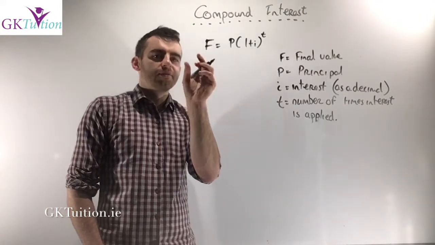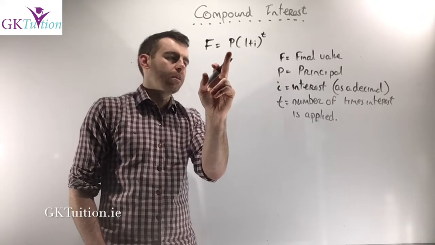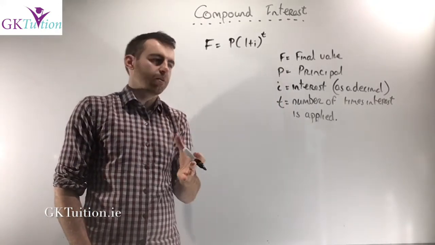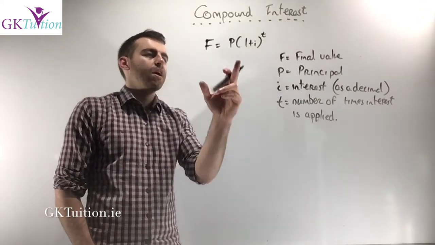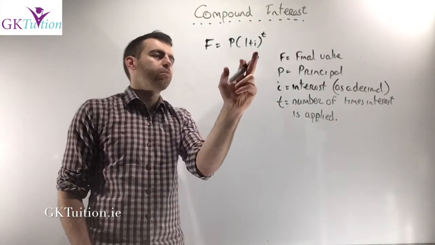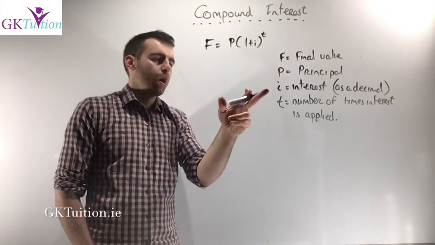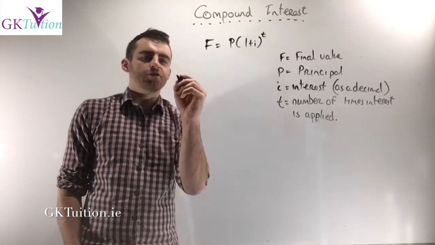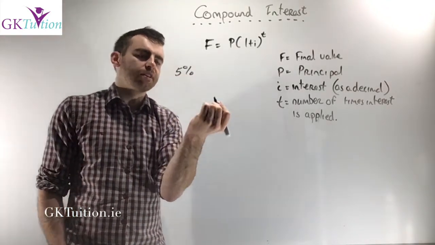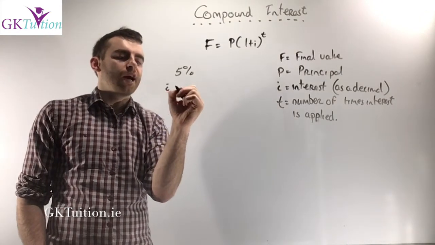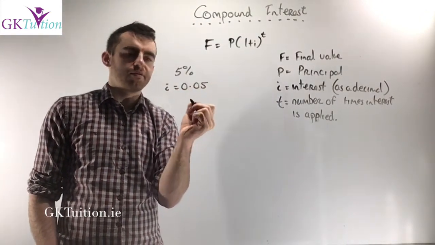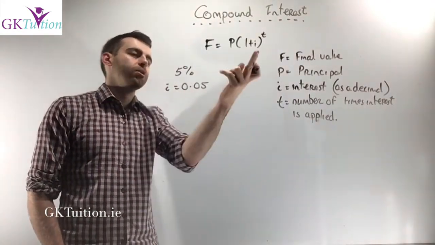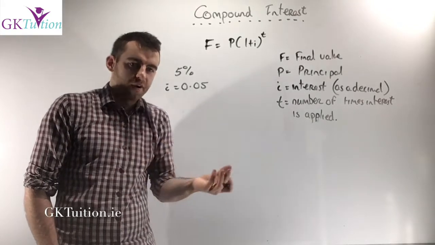The final value of your investment is equal to P, which we call the principal, or you could just think of it as the initial investment. The principal just refers to the initial investment. It's the initial investment multiplied by 1 plus I to the power of T, where I is the interest rate as a decimal. So for example, if the interest rate was 5%, to convert that to a decimal, you would divide by 100 and your I would be 0.05. 5 divided by 100 is 0.05. So you put in I as 0.05, which represents an interest rate of 5%.